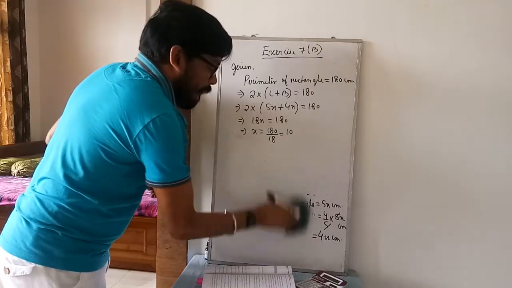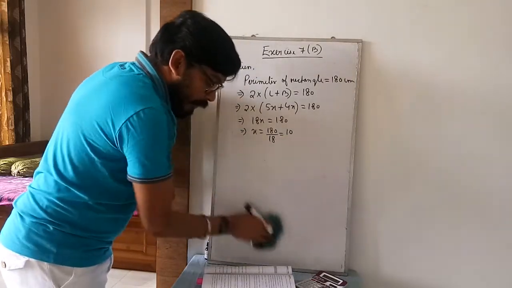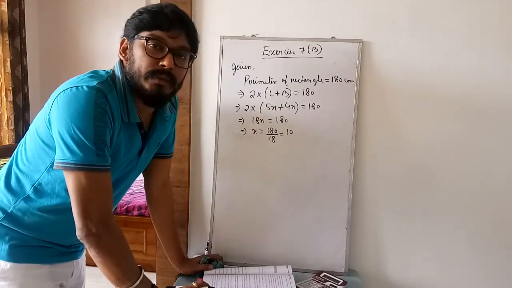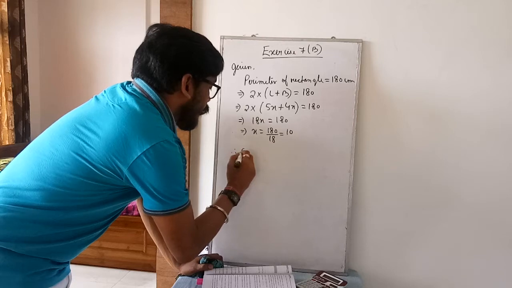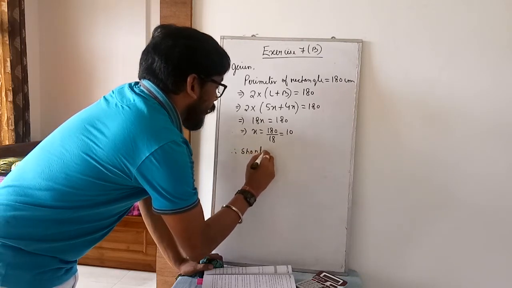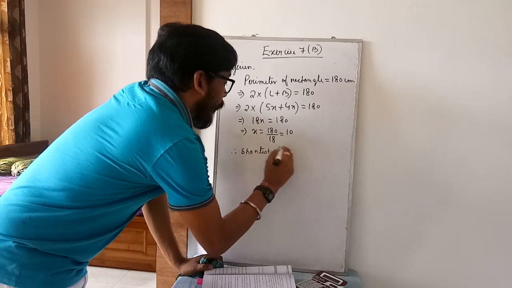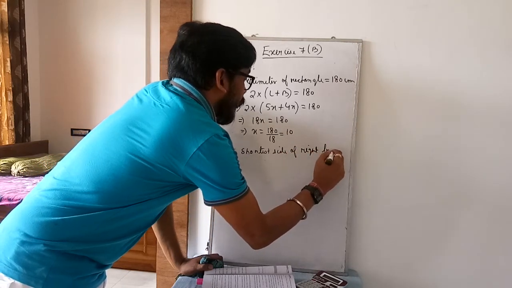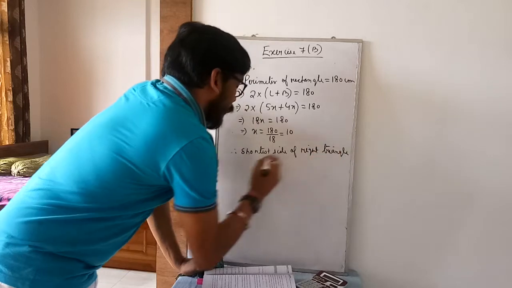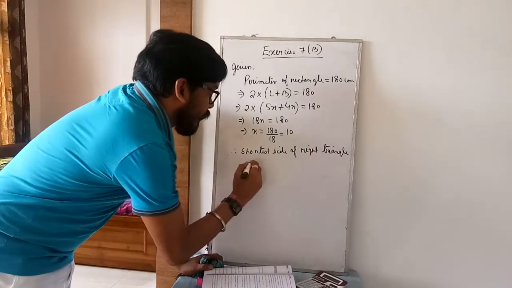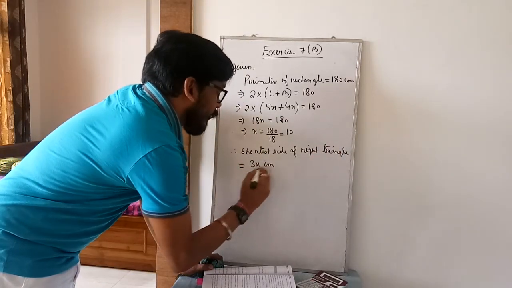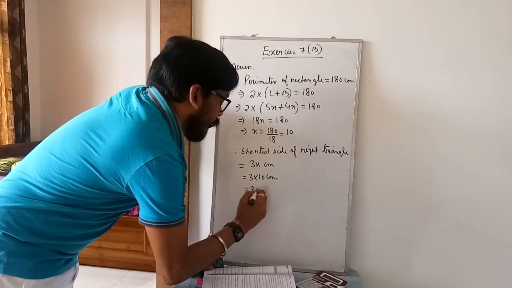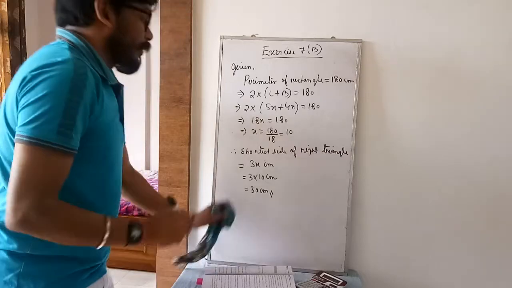So the final part, what you have to find out? You have to find out the shortest side of the right triangle. The shortest side was 3x, therefore shortest side of right triangle equals 3x centimeter. So it is 3 into 10 centimeter, equals 30 centimeter. So take the screenshot.